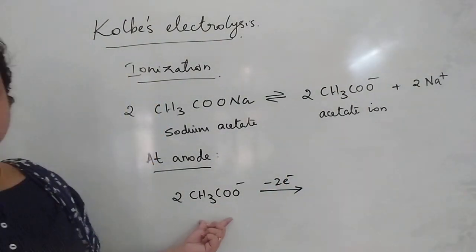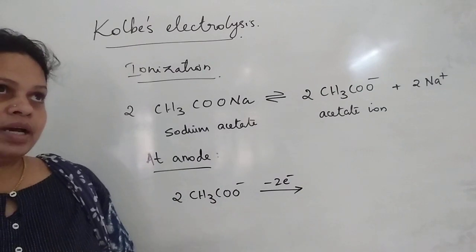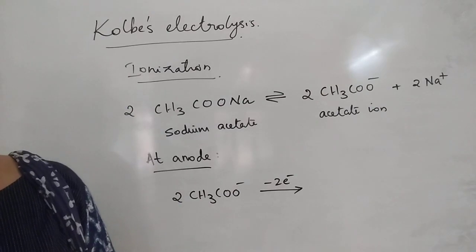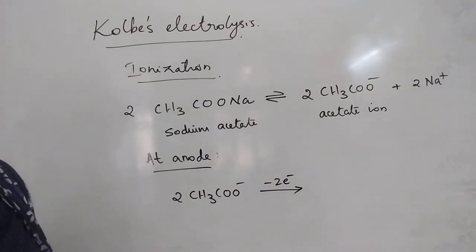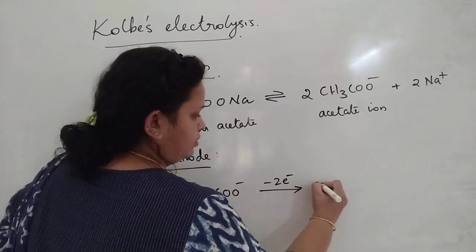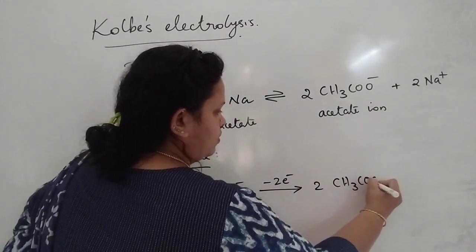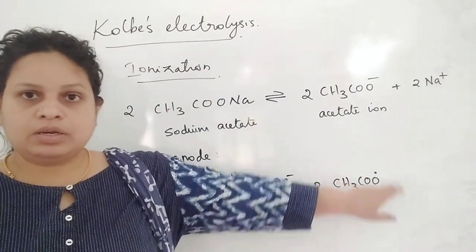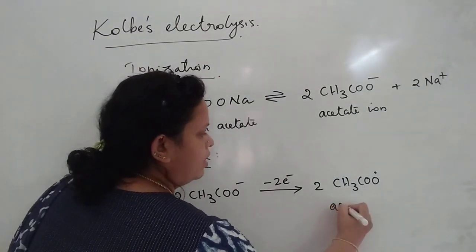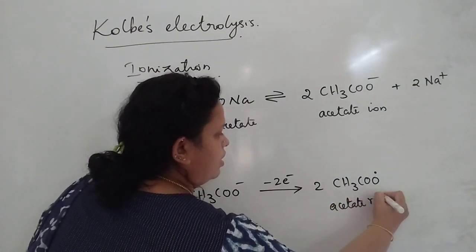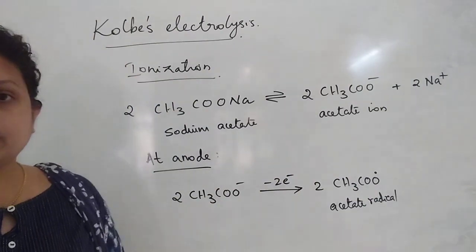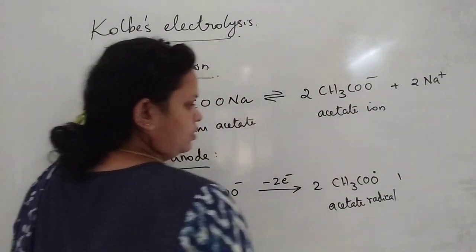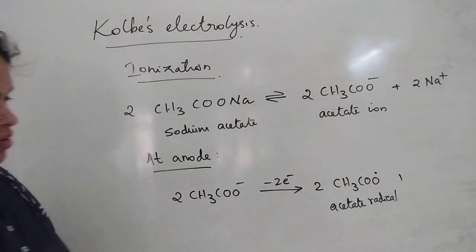You have 2 molecules of acetate ion, and each ion has a single electron to give. So it removes 2 electrons, and thereby it becomes a radical, the acetate radical, CH3COO dot. Radical is represented as a dot. So the first step is the acetate radical formation.